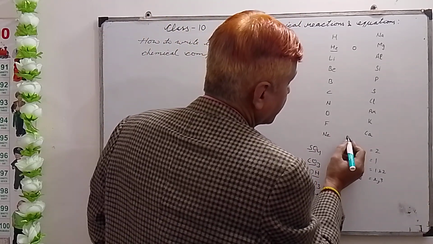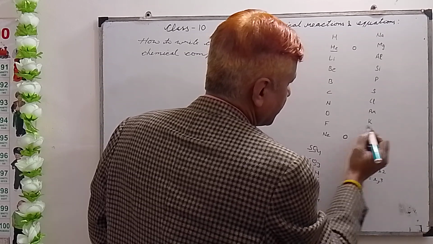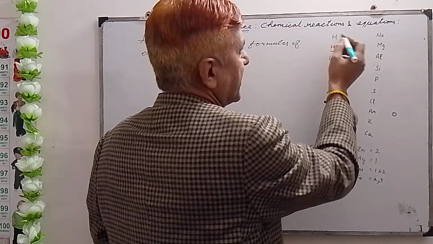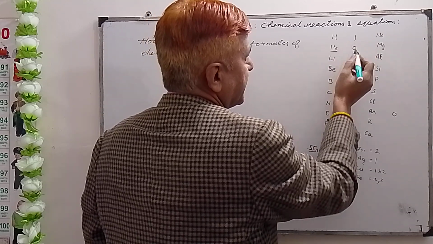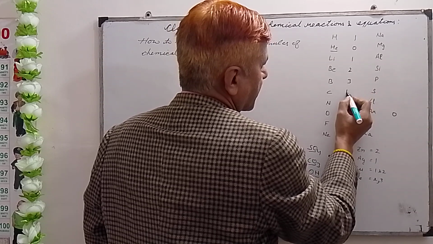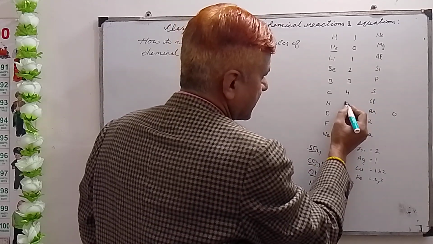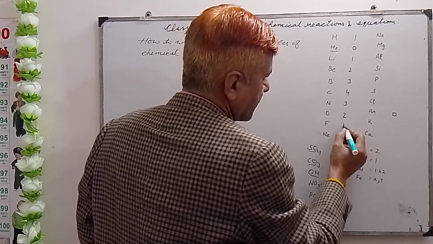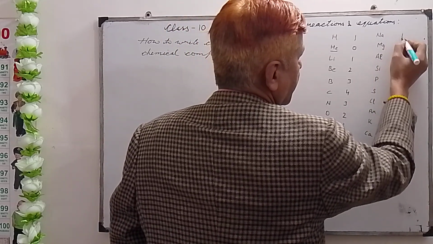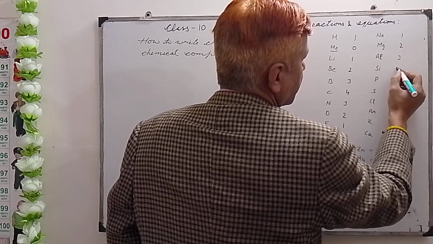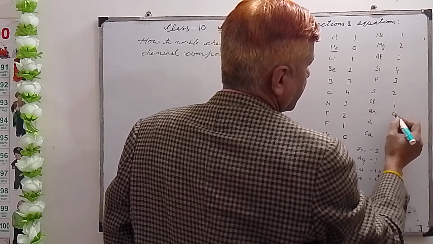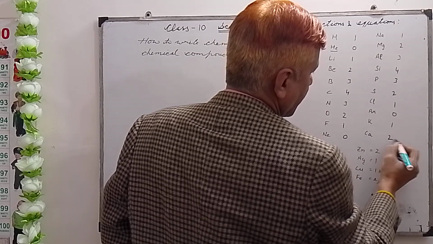In neon, its valency is also 0. Then argon, its valency is also 0. And the valency of hydrogen is 1. Then 0, 1, 2, 3, 4. 4 is maximum. Then 3, 2, 1, 0. And then 1, 2, 3, 4. 4 is maximum. 3, 2, 1, 0, and 1 and 2.